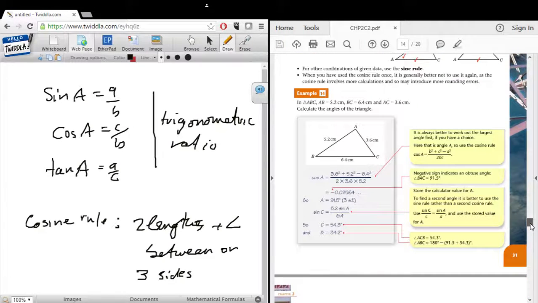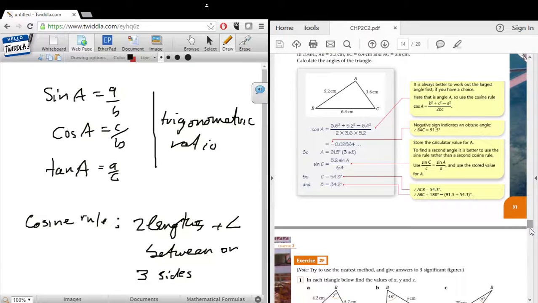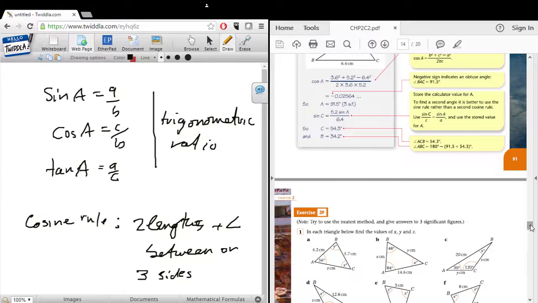So in this particular example, you have a set of information, and now you can start to get into the routine of trying to guess which formula you're going to use, which rule you're going to use. So I have 3 lengths here and I've got no angles. It's asking me to find an angle. That's going to be cosine. So this is the kind of thing that you want to start running through your mind.